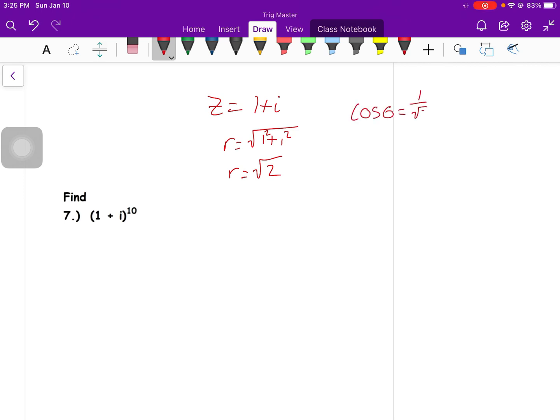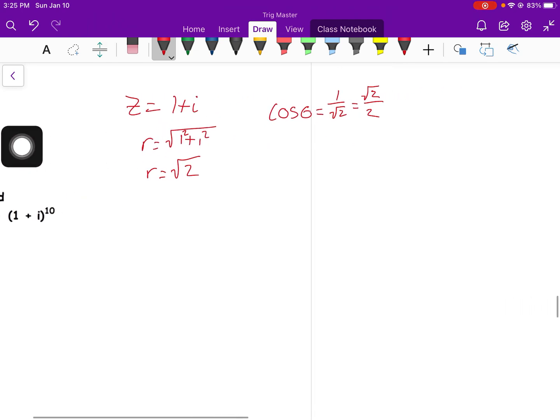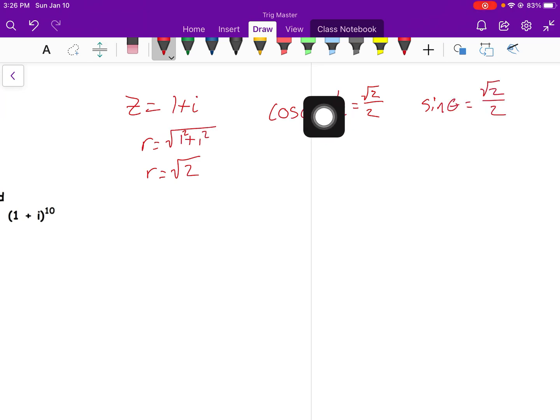Cosine of theta is 1 over square root of 2, which if I had rationalized would be square root of 2 over 2, where that 1 comes from the real part. And similarly, from the imaginary part, I'd have sine of theta is equal to square root of 2 over 2 as well, because it would also have been 1 over square root of 2, and rationalized, square root of 2 over 2. All right, so since both of these are positive, I know that it has to happen in quadrant 1 or nowhere else. That's the only place where cosine and sine are both positive.